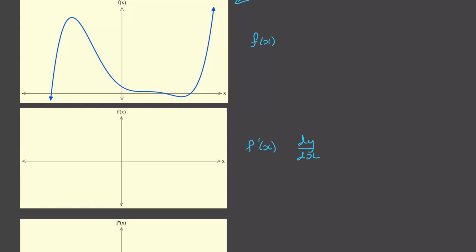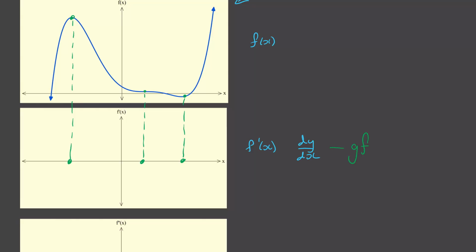Now remember, dy dx equals 0 every time there's a turning point, and that's usually where I start with this. So what I'm going to do is identify any turning points. That looks like a horizontal point of inflection, and there looks like a minimum there. And those will be zeros on the graph of dy dx. Now remember, this one is the gradient function.